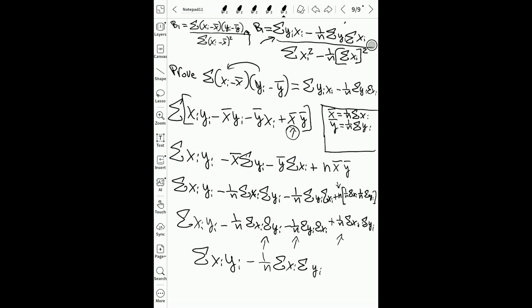So that's it for the numerator. What remains is to prove that the denominators are equal. So let's grab those things again and set out to prove that the denominators are the same.